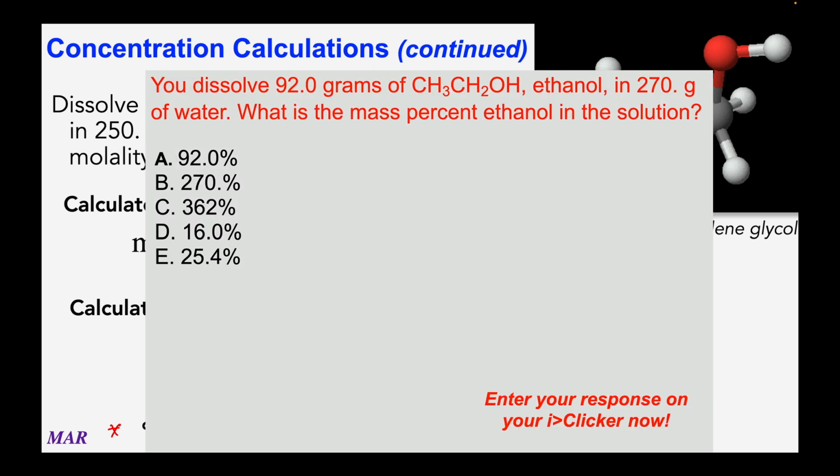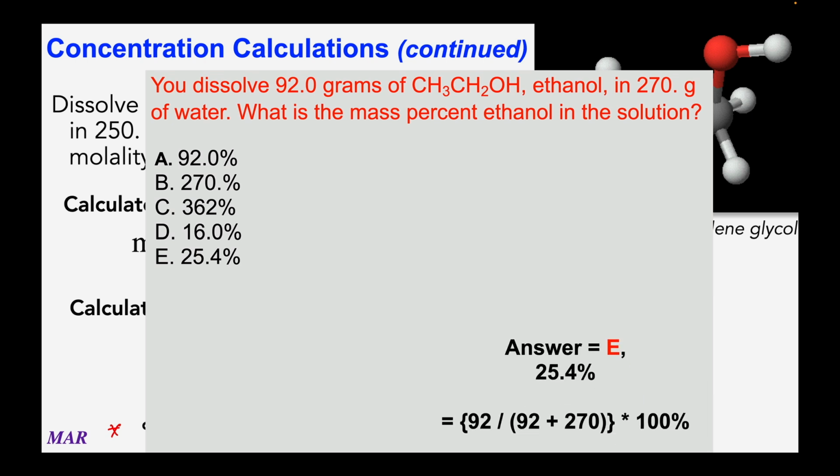So here's a question. We have 92.0 grams of ethanol, CH3CH2OH, in 270 grams of water. What's the mass percent of the ethanol? All right, no problem. So you'd start with the 92.0 grams of solute in the numerator. You would divide by the total mass in the solution. So that comes from two sources. That'll be 92.0 plus 270 in the denominator. And this one is a percentage, so whatever number comes out, we'll multiply it by 100%. So 92 divided by (92 plus 270), times 100%, is 25.4%.